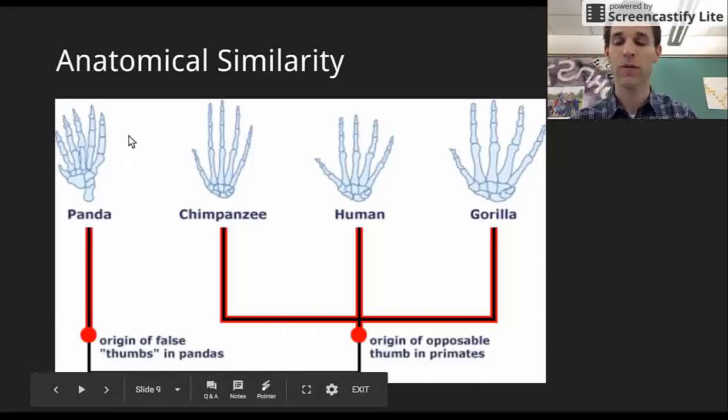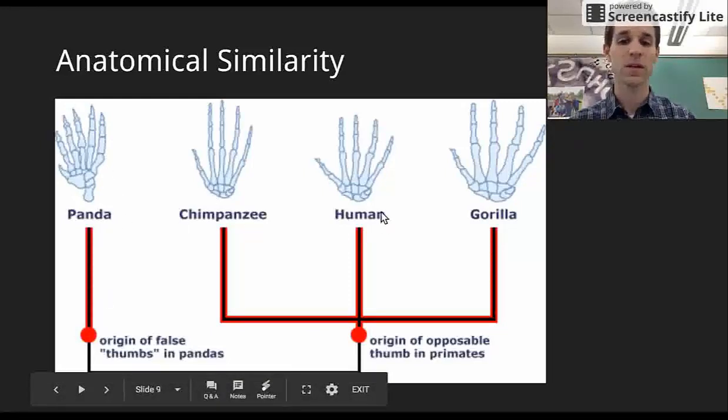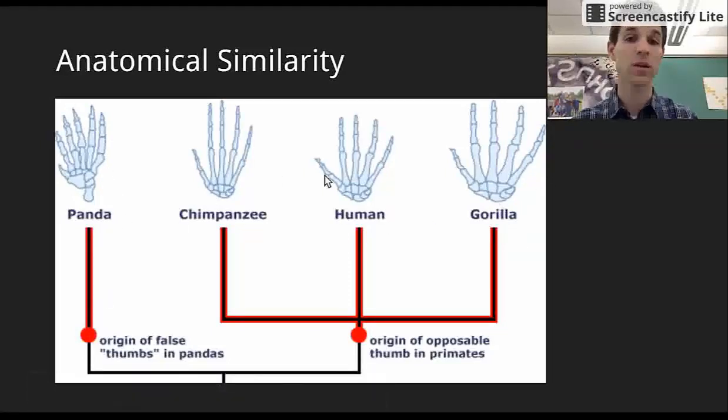For example, examining the anatomy of the bones, a panda bear is sort of the outgroup here from the chimpanzee, the human, and the gorilla, which have more similar anatomies of our hand bones. And so we can use that to sort of draw some conclusions and answer other questions, not just how did a certain species evolve, but how is that species related to another species that we know of through evolution.